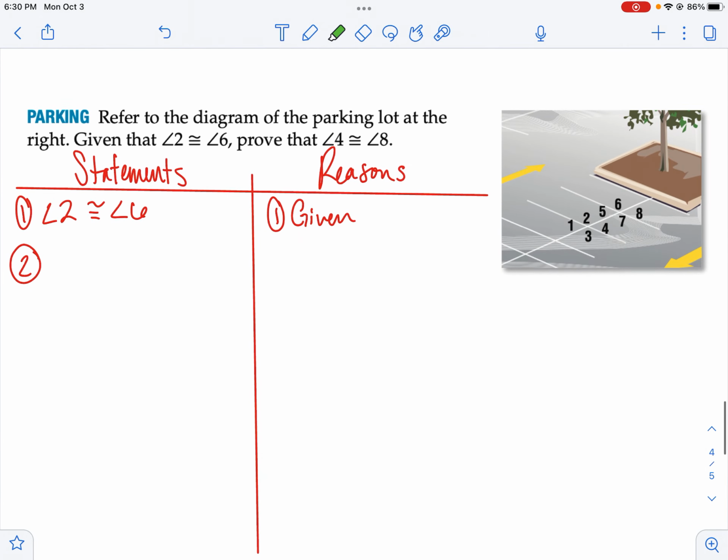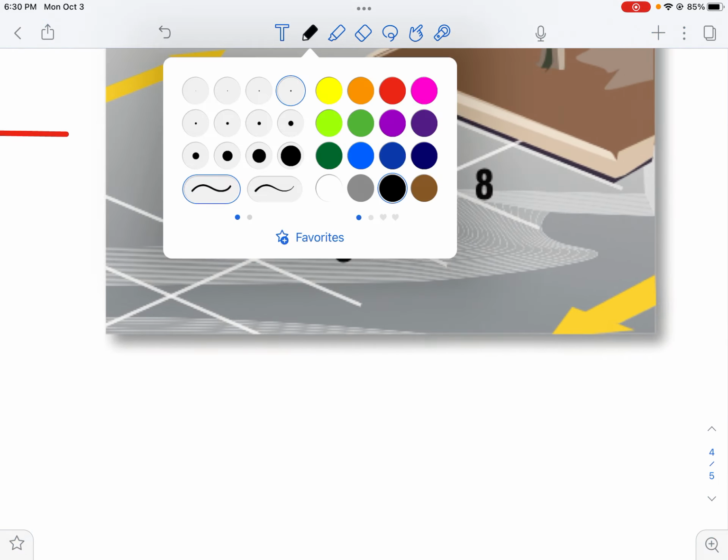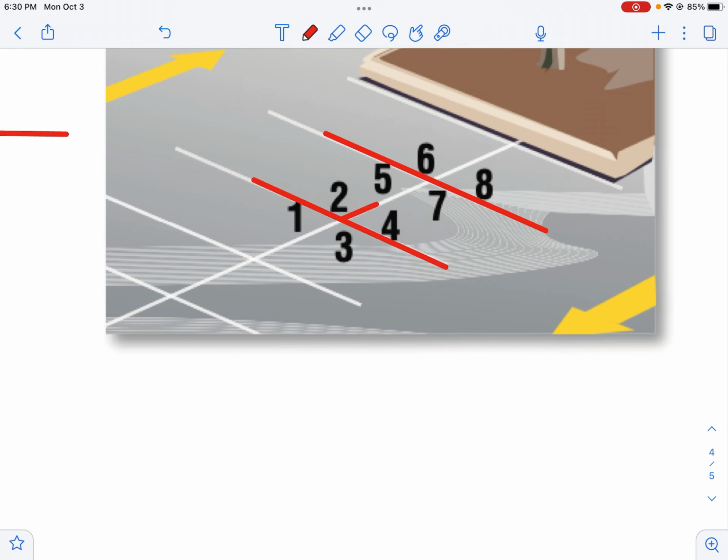All right, now that I know that, I want to prove this parking lot theorem: if angle 2 is congruent to angle 6, then angle 4 should be congruent to angle 8. Okay, let's take a look at our diagram. I was given 2, I want angle 4. I need to know what relationship angles 2 and 4 have, and what angle 6 and angle 8's relationship is. And it looks like 2 and 4 are a linear pair, and 6 and 8 are a linear pair.